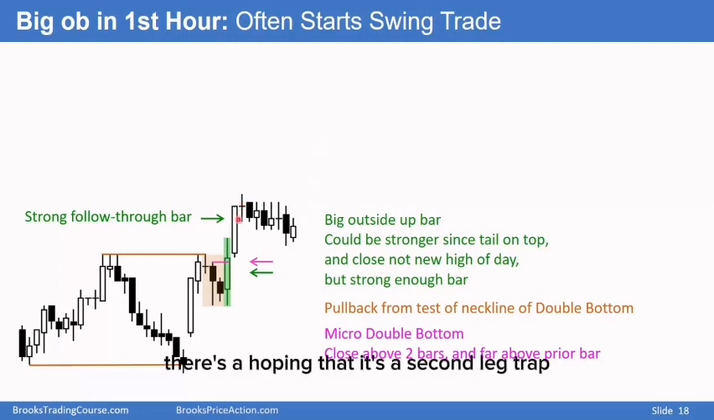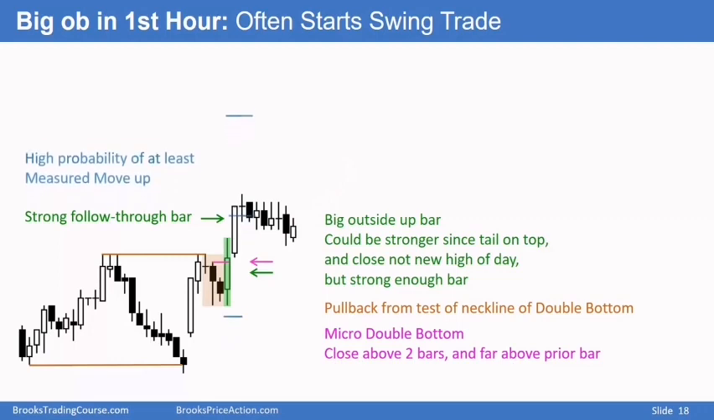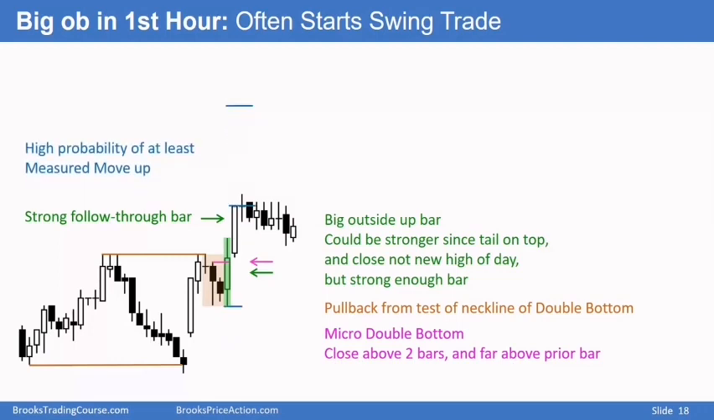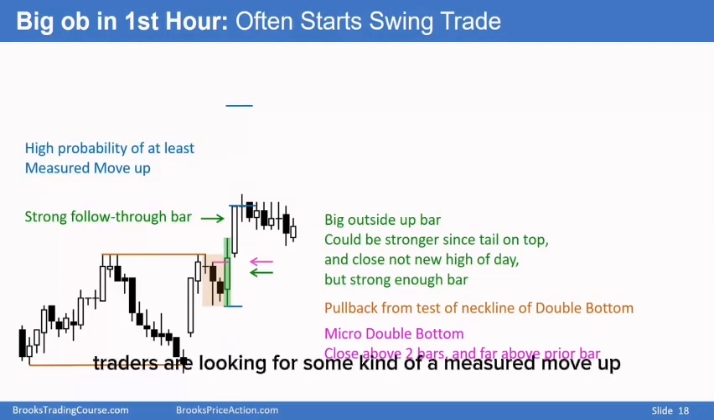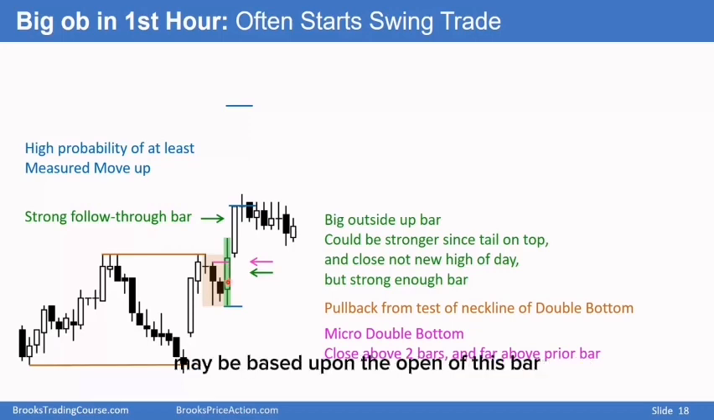Bears are hoping that it's a second leg trap, leg 1, pullback, leg 2. But here we have 2 good bull bars, the second one even better. Good sized bull body closing on its high, closing over the highs of the past 20 bars. More likely, we're going to go higher. At a minimum, traders are looking for some kind of a measured move up, maybe based upon the open of this bar to the close of that bar, maybe based upon the low of this bar to the high of that bar, right here.